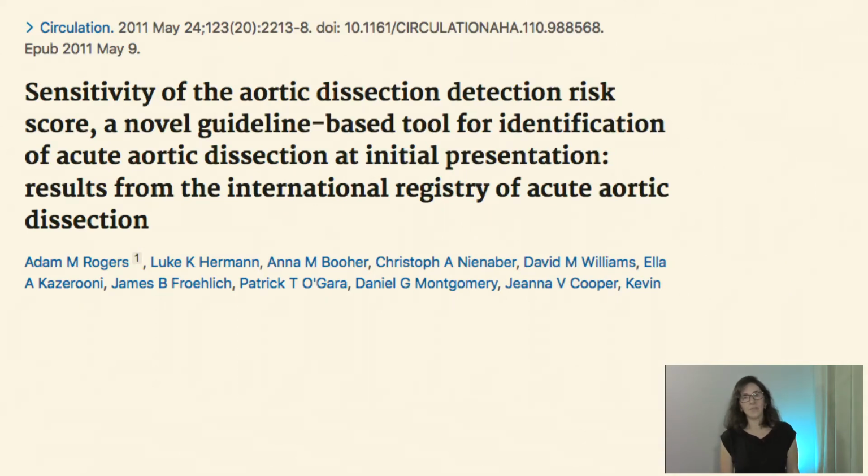So a few years before the ASAP clinical policy, the American Heart Association and the American College of Cardiology put out their own clinical policy and guidelines where they identified 12 clinical markers based on history and physical exam that were associated with aortic dissection. So in 2011, Rogers et al. used retrospective data from the International Registry of Acute Aortic Dissection, the IRAD, to validate those 12 clinical markers.